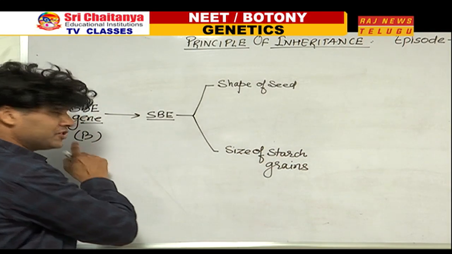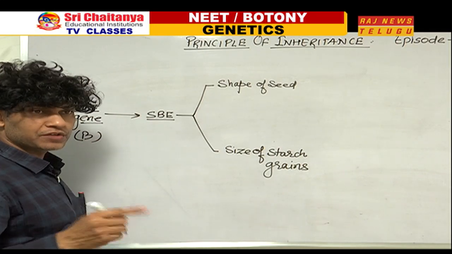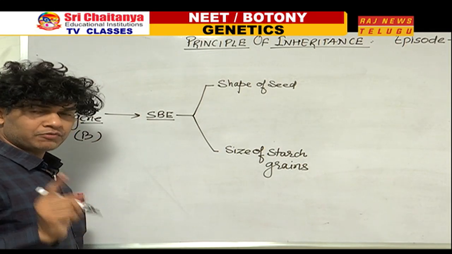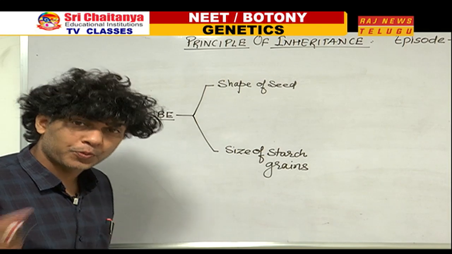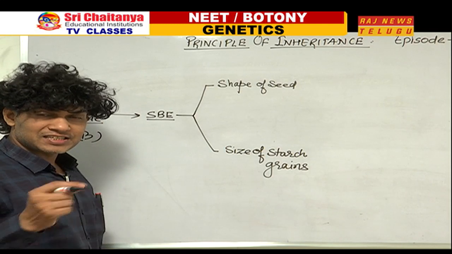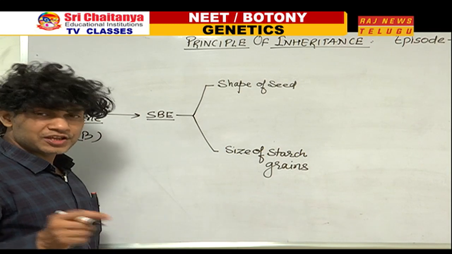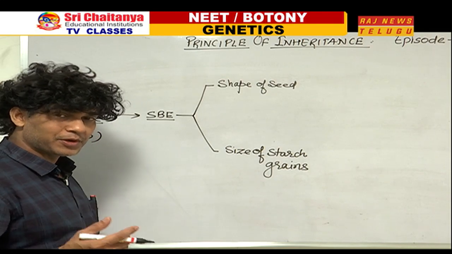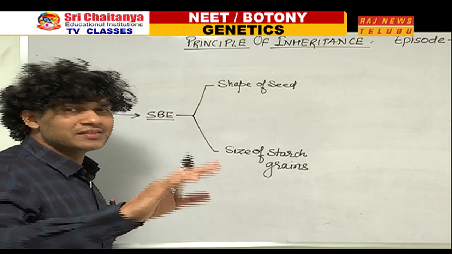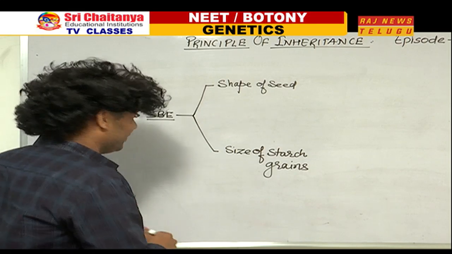Means here one gene is regulating more than one phenotype. Whenever one gene regulates more than one phenotype, this condition is known as pleiotropy. Means this starch branching enzyme gene is not only a case of incomplete dominance, it is also a case of pleiotropy, which we will study in the coming hours.